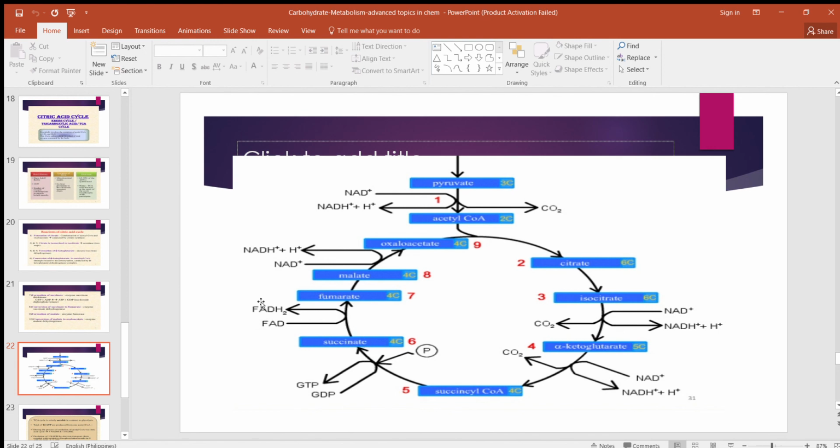Okay, so nagkakaroon tayo ng FAD to FADH2, and then conversion of the succinate into the fumarate, that is 4 carbon atom, step number 7, and then production of NADH plus H plus from NAD plus, into malate 4 carbon. And then, paulit-ulit lang siya. Pabalik. Kaya nga sinasabi natin na citric acid cycle yon.